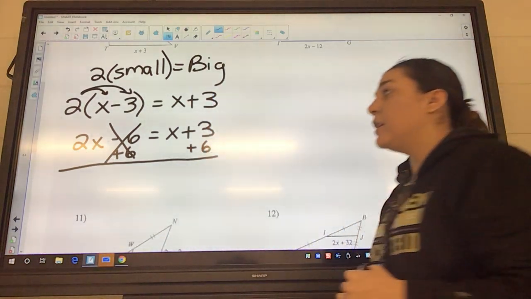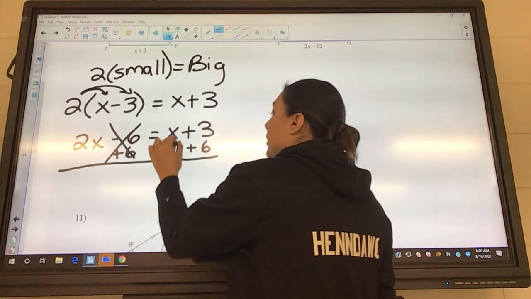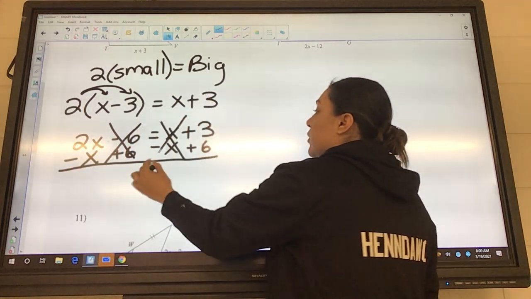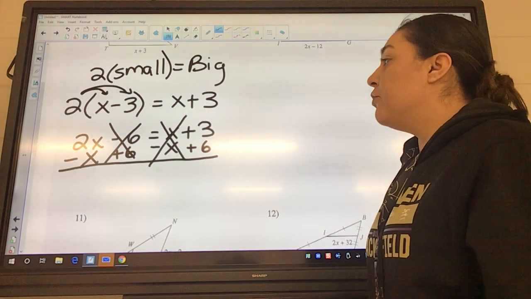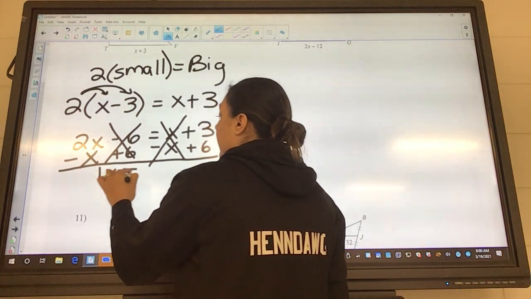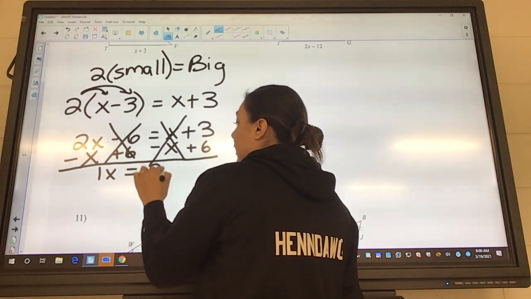Okay, and then what else needs moved? Well, the single x. So you're going to say minus x, minus x. Okay, and so these ones are going to cross off. So 2x minus x is just going to be 1x equals, and now over here I got 3 plus 6, which is going to be 9.